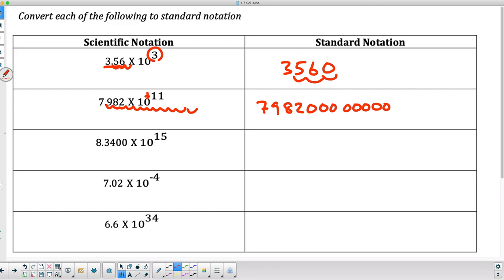Take a look at number 4. Number 4 has a negative exponent. So what do we do with a negative exponent? We do exactly the same thing we would have done, except this time I move my decimal place to the left instead of the right. 1, 2, 3, 4. And then I put my decimal and I fill in with zeros like that. So my answer is 0.000702. And that's what we get when we jump to the left to make our number less than 1.